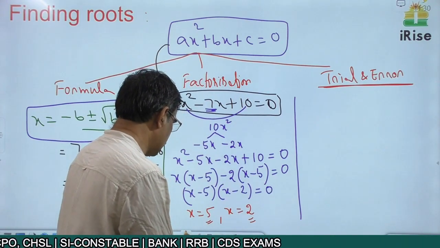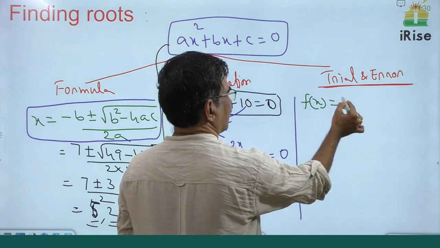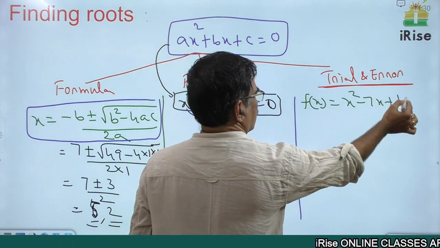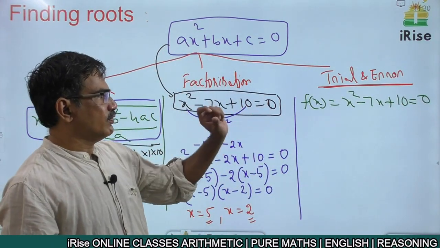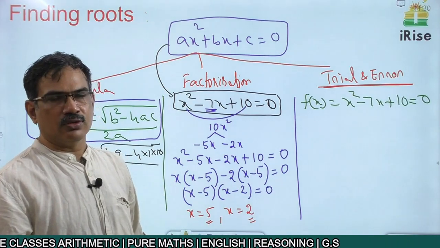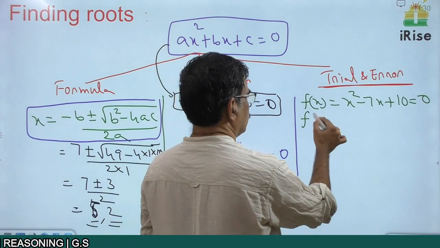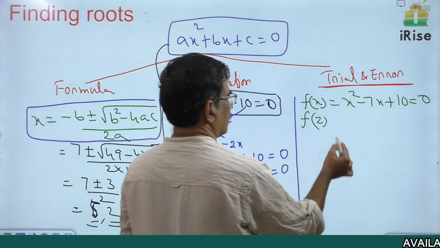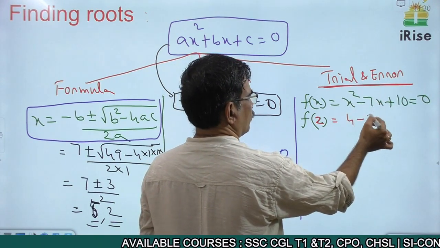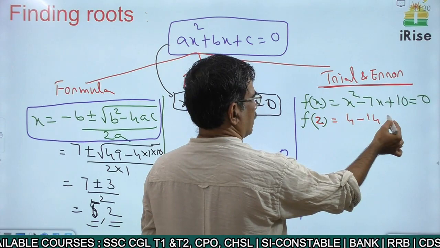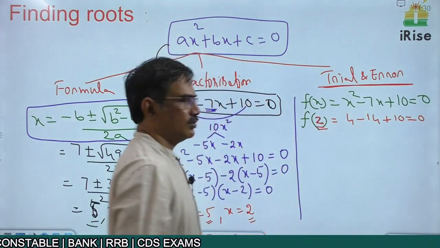Here I want to use the trial and error method. If f(x) = x² − 7x + 10 = 0, this is a quadratic equation. By substitution of suitable values, we get the roots. Here put f(2). What do we get here? 2² = 4, minus 2 × 7 = 14, plus 10: 4 − 14 + 10 = 0, satisfied, so 2 is a root.